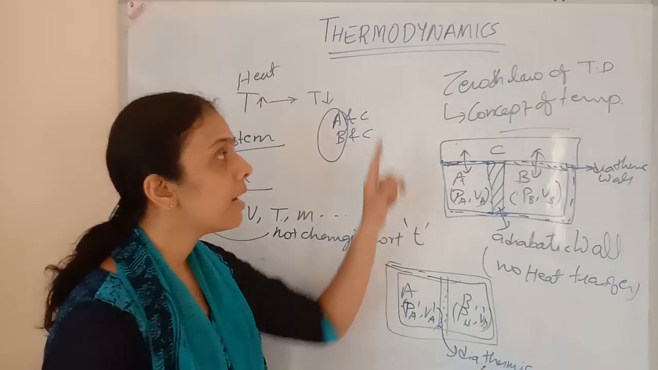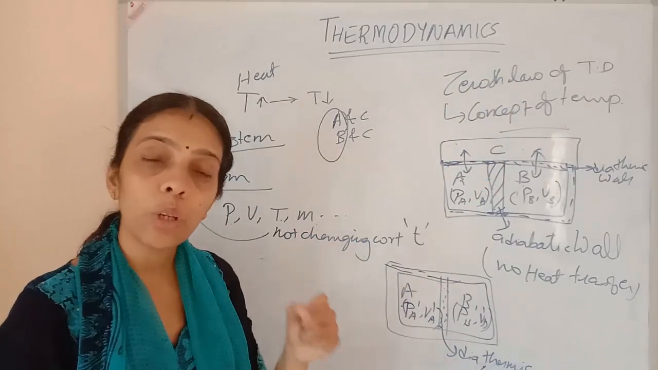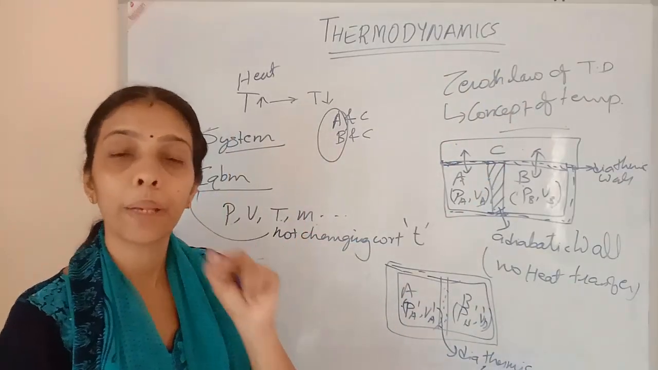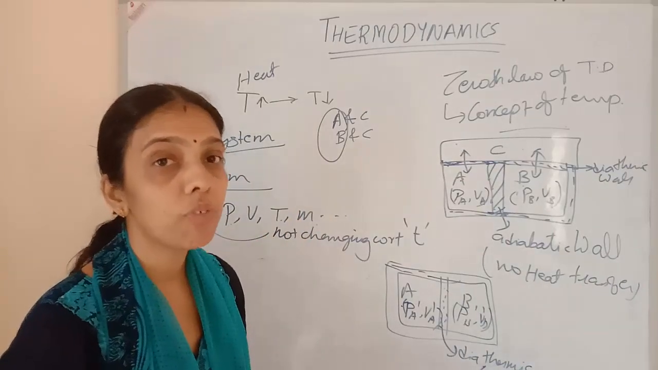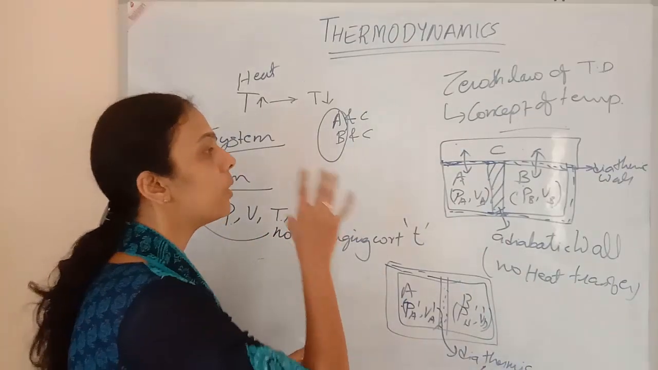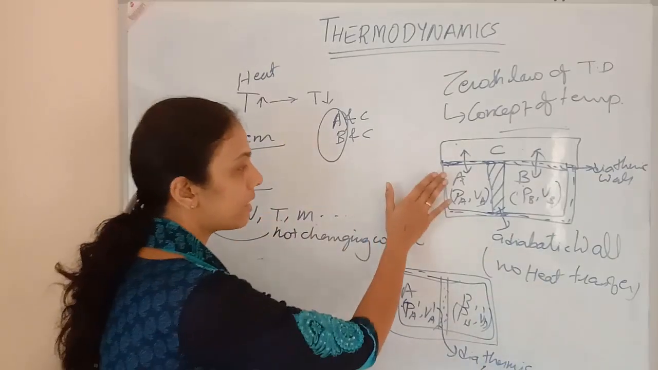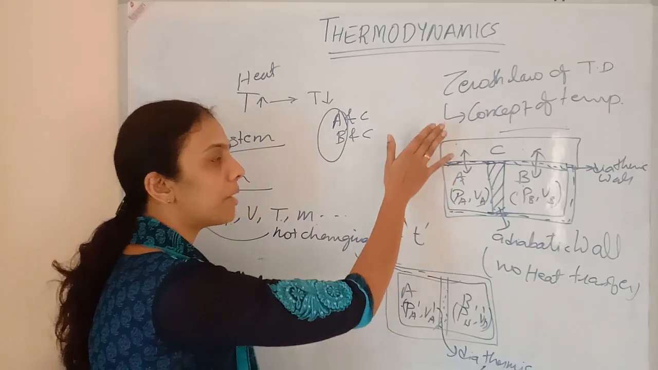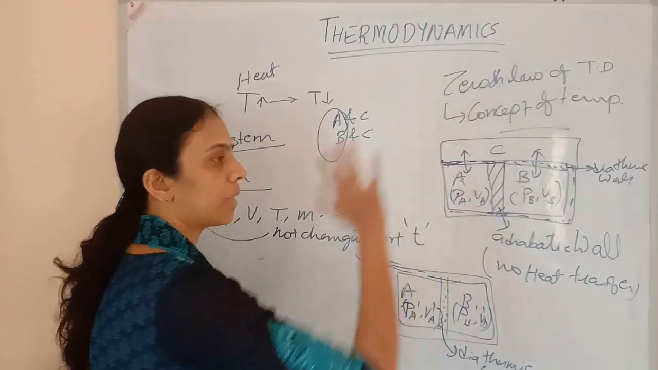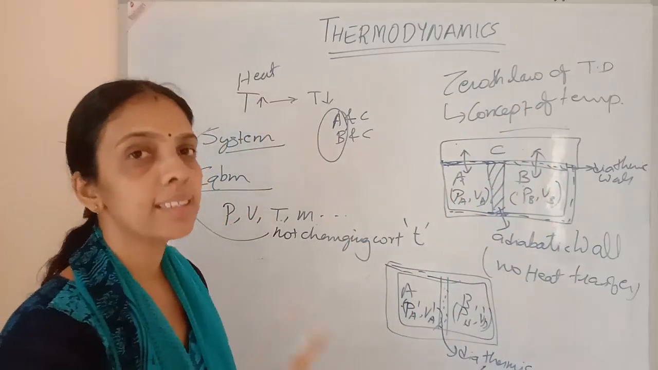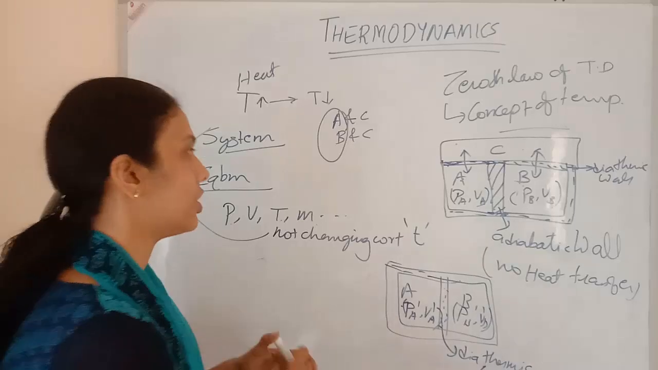So that is called the zeroth law of thermodynamics. The zeroth law gives the concept of temperature and thermal equilibrium. So what does the law state? If system A is in thermal equilibrium with C, and another system B is in thermal equilibrium with C, then A and B are in thermal equilibrium with each other.